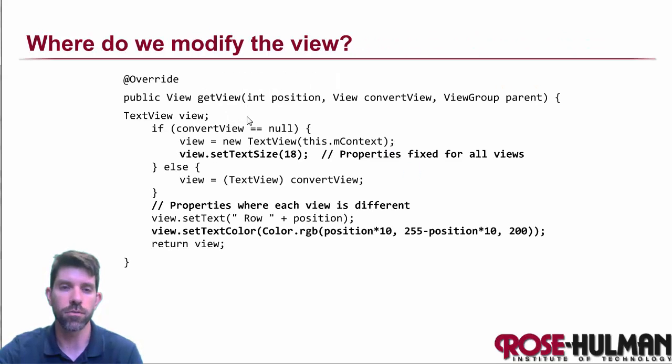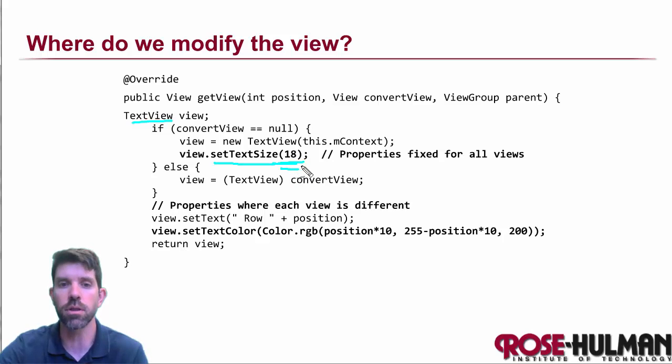What about single views? Within our text view, we should notice that some things are going to be fixed for all views, and other things are going to depend. So maybe you wanted your text view to be customized so that it was always going to be 18 points. You can do that. You can even update things that are changing from one to the other.